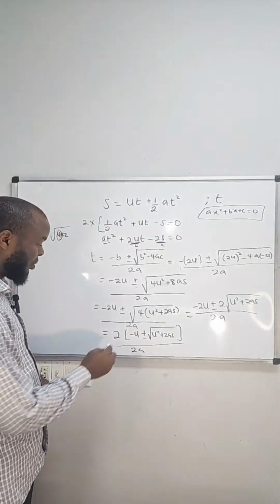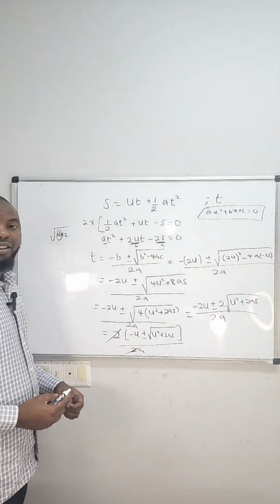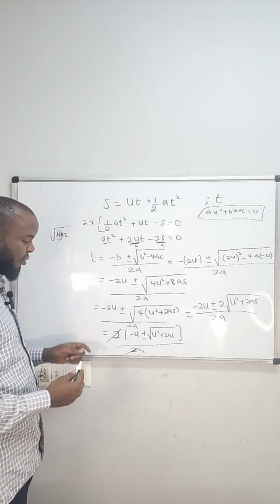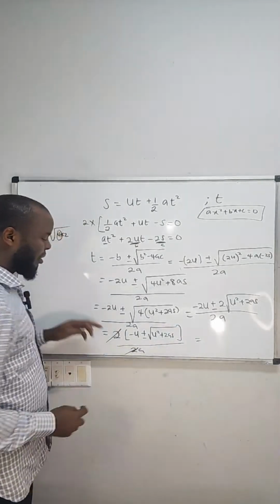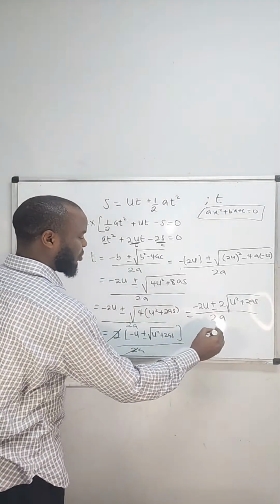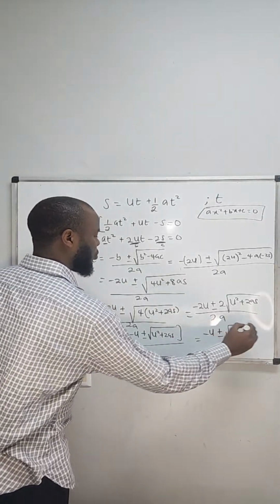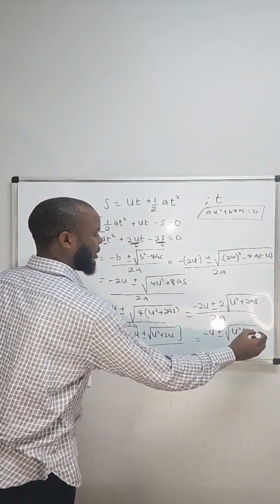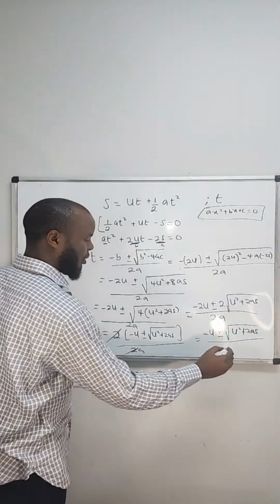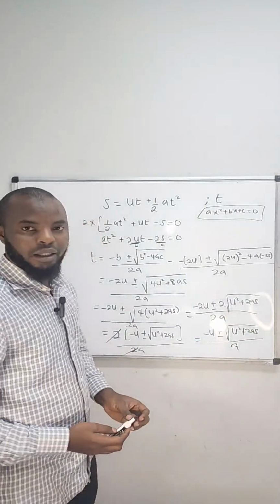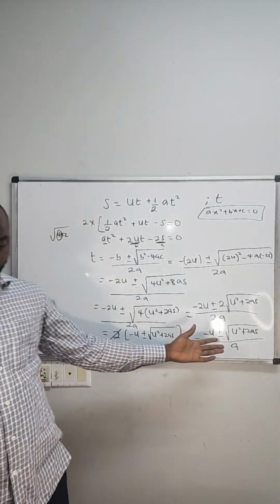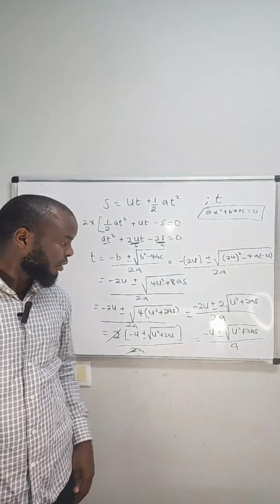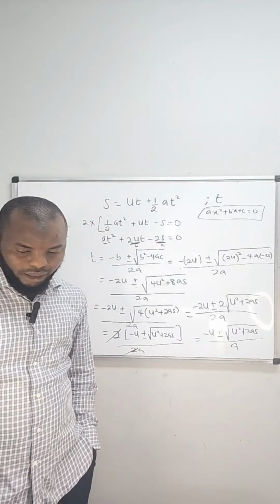And what can we do? Cancel out the 2 because it has been factored out. So finally, our final answer is going to be negative u plus or minus root u squared plus 2as over a. And you can separate them, whereby you have negative u plus root u squared plus 2as and the other one.